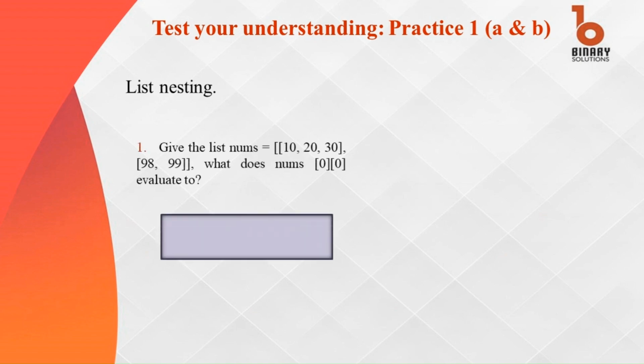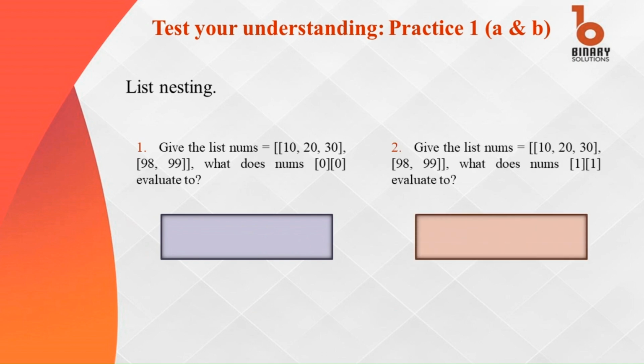Here's your first challenge. Given the list nums equals [[10, 20, 30], [98, 99]], what do you think nums[0][0] evaluates to? Dive into those nested lists and uncover the answer. Let's see how sharp your list indexing skills are. Share your thoughts below.